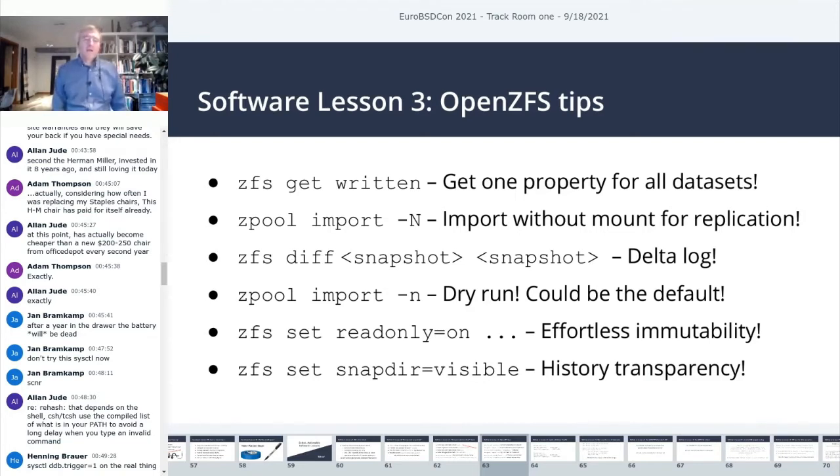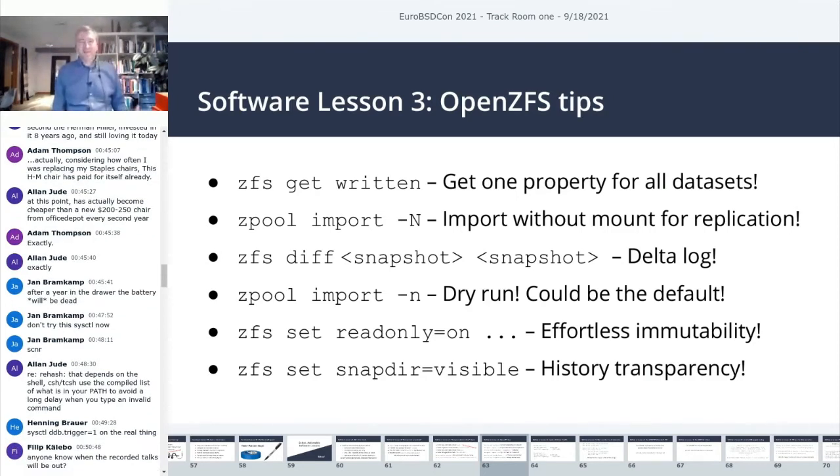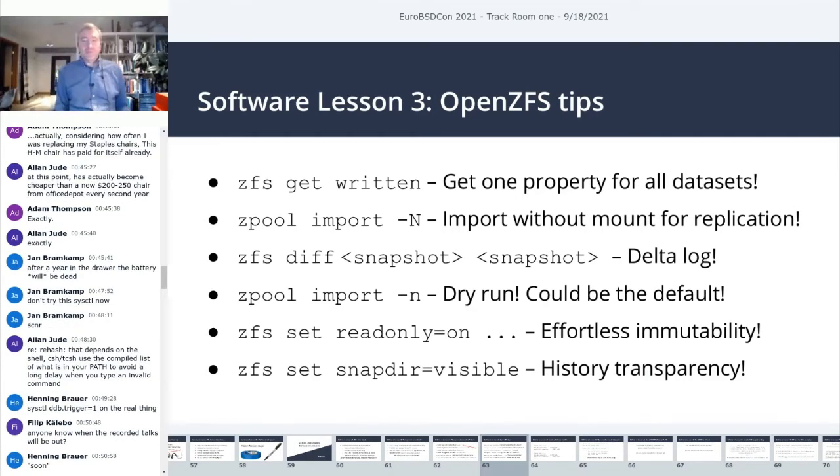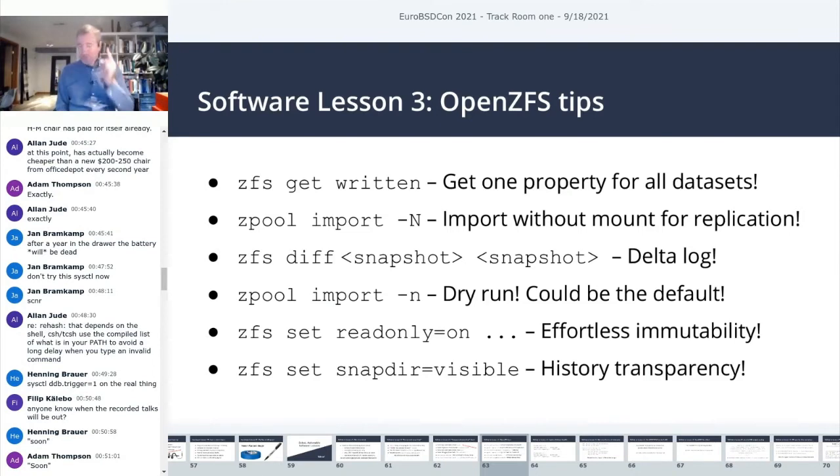You name it. Oh, zfs set readonly=on. You can have immutability free of charge, anytime, any place. Instead of unmounting the file system, remounting, all that stuff we used to do, it's free. It's awesome. I'll touch on that later. And of course, show the snapshot directory is visible. Don't aim rsync at it. You will be unhappy. But what it gives you is a virtual representation of every point in time. It's awesome.